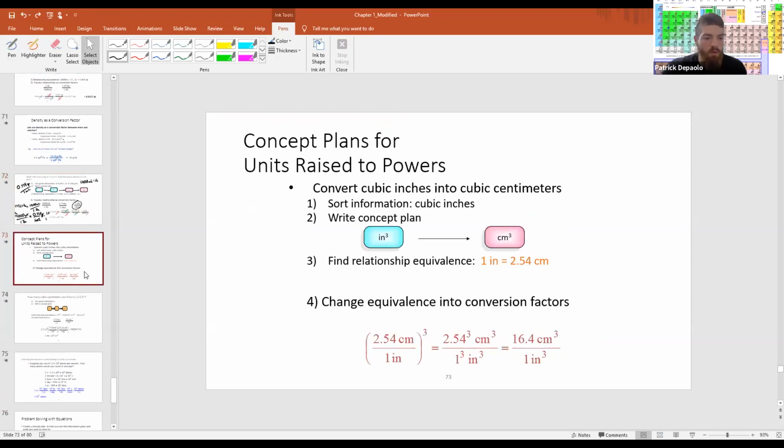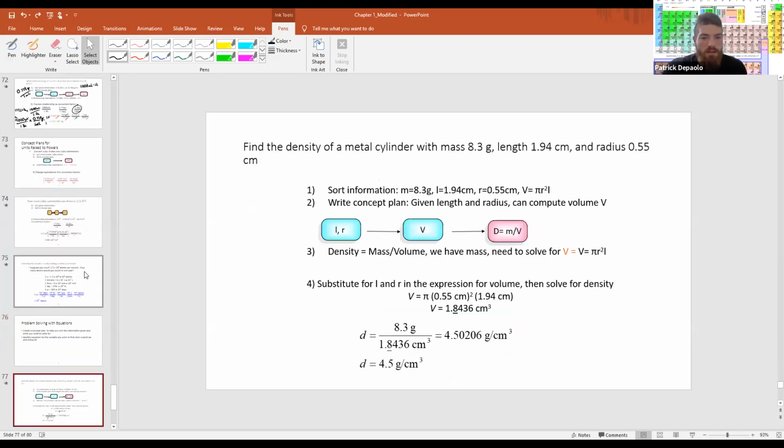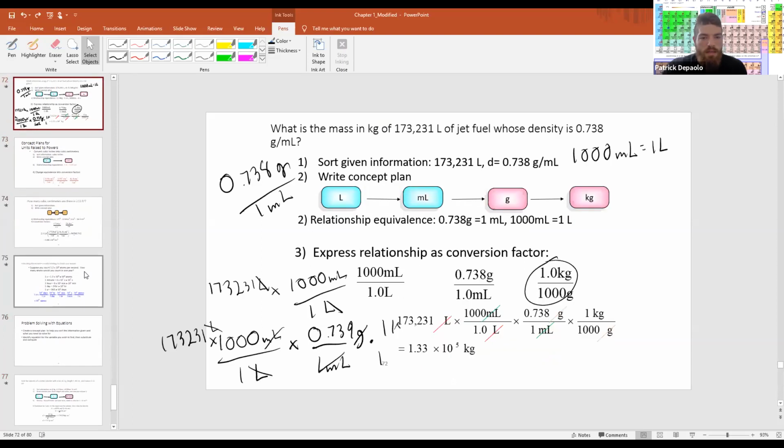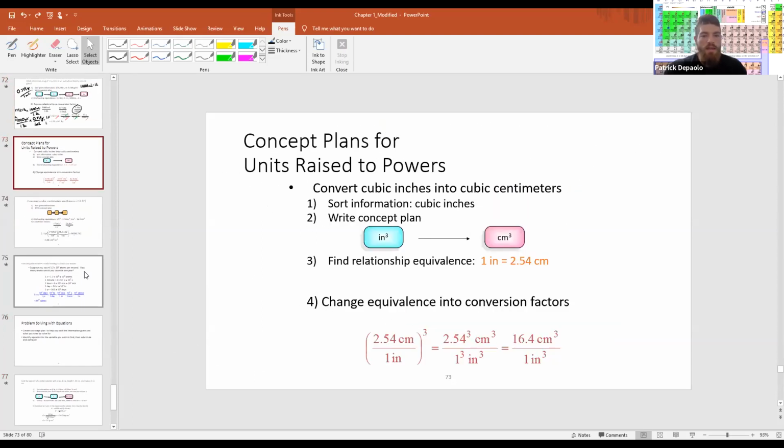All right, we'll do one more example and then we're almost done. So we're going to do a problem which may appear on the homework, on either regular or basic, where you have a unit raised to a cubic or even a squared. In this case, it's different than we normally did.